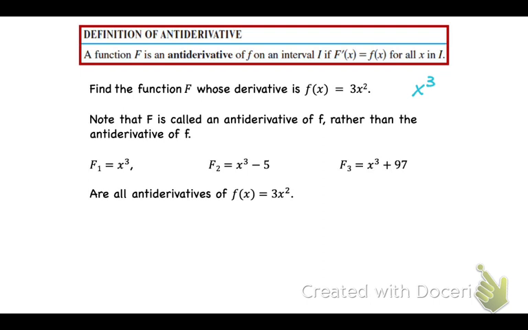Now, we are going to have rules and definitions and all of that as we get going, just like we did for derivatives. But a lot of it is asking what was the derivative. Okay? So note that capital F is called an antiderivative of f rather than the antiderivative of f. So all of those could possibly be the antiderivative of 3x squared.